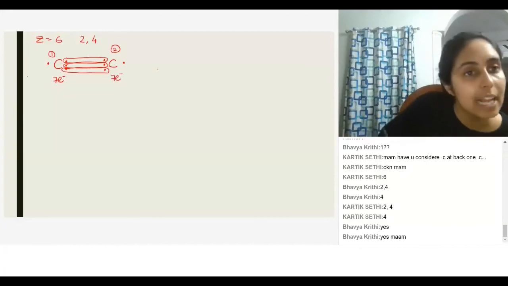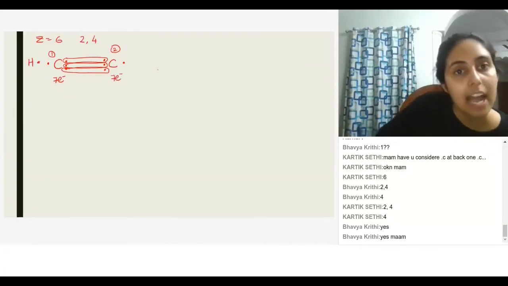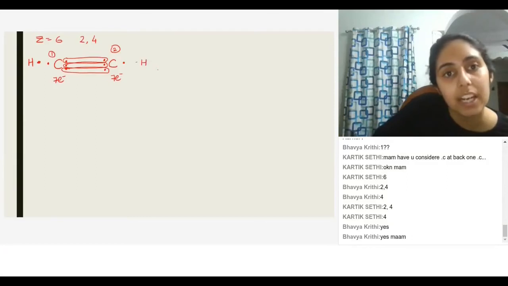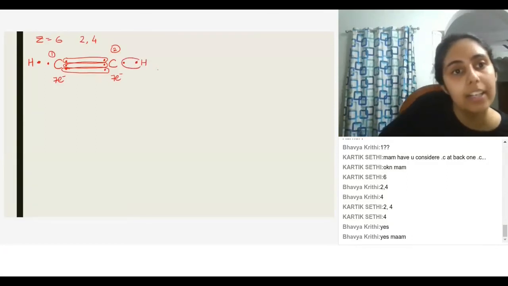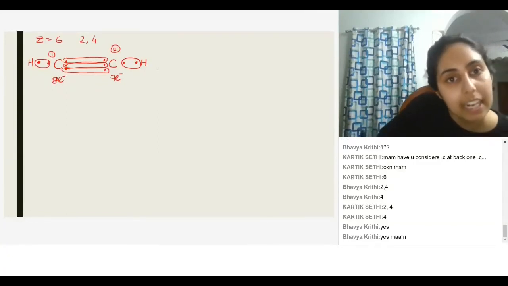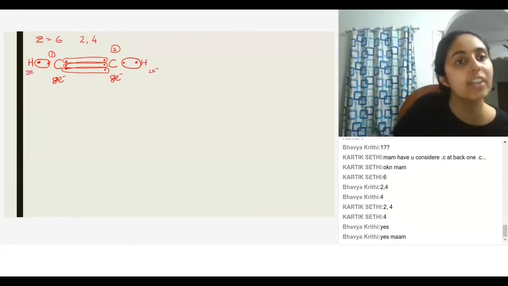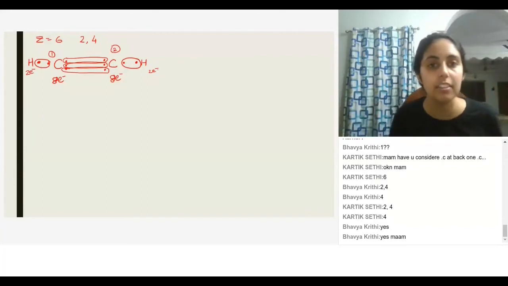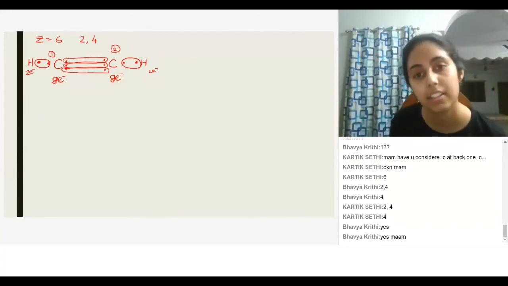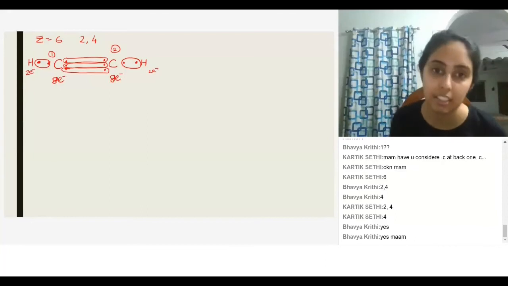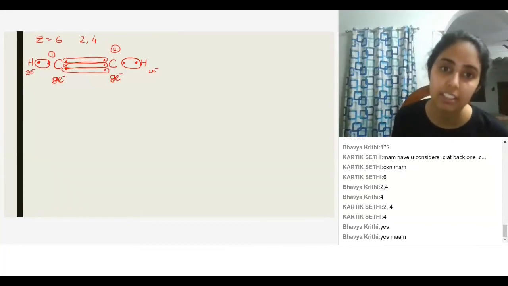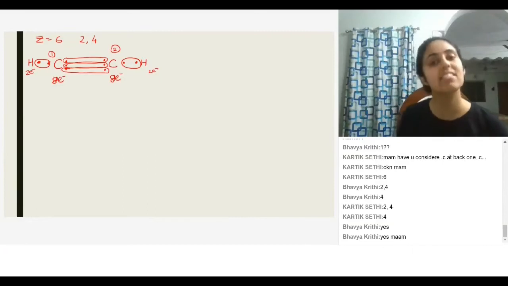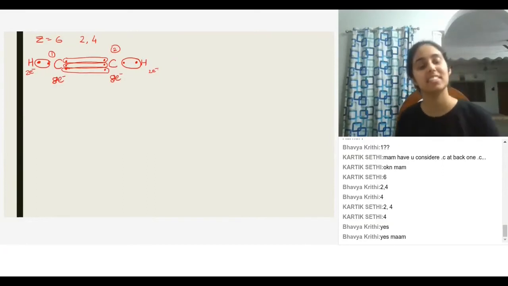Now I'll bring in a hydrogen and one more hydrogen. So this will form a bond and this will form a bond. Now carbon has 8 electrons and these hydrogens have 2 electrons. Now octet and duplet configuration is complete. Ma'am, so that means hydrogen is getting 1 electron from carbon and carbon is getting 1 electron from hydrogen. Yes, very good.